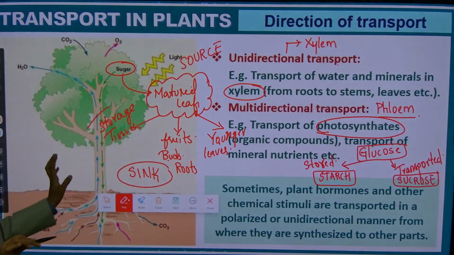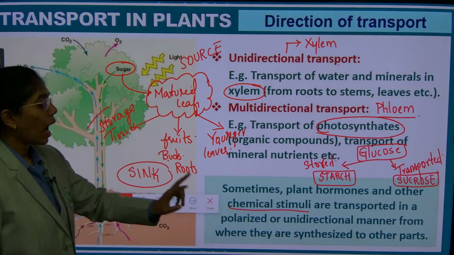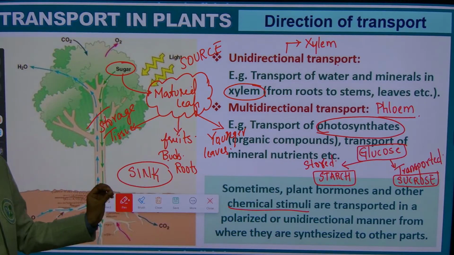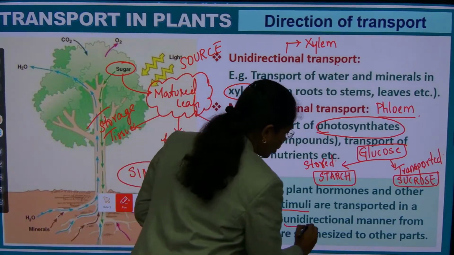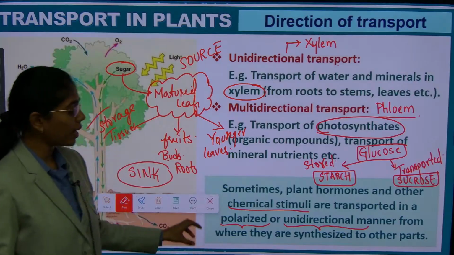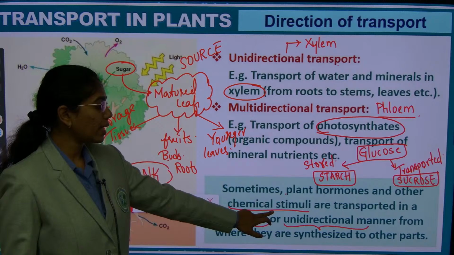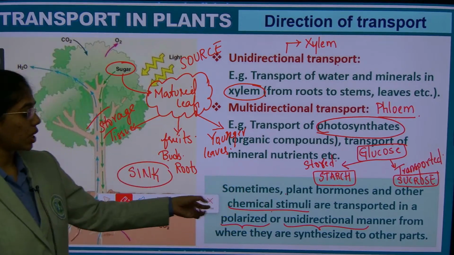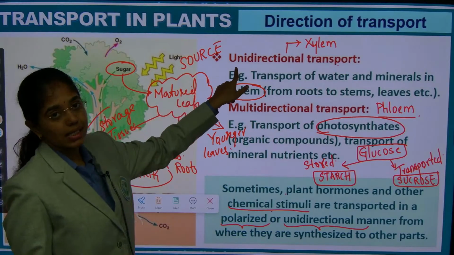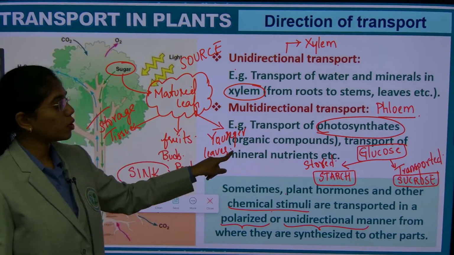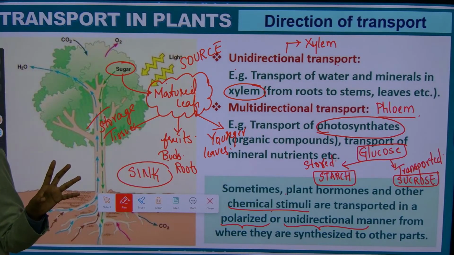Clear till here? Sometimes plant hormones and other chemical stimuli are transported in a polarized or unidirectional manner from where they are synthesized to other parts. Remember this: plant hormones and some chemical substances are always transported in a unidirectional manner, that is through xylem. Phloem transport is always multidirectional, that is from source to sink. I hope these 2 points are clear to everyone, right?